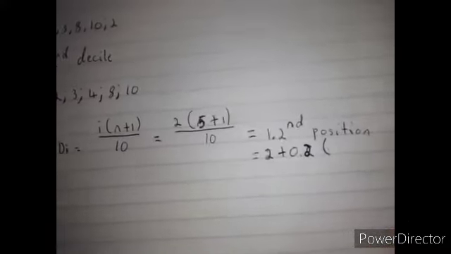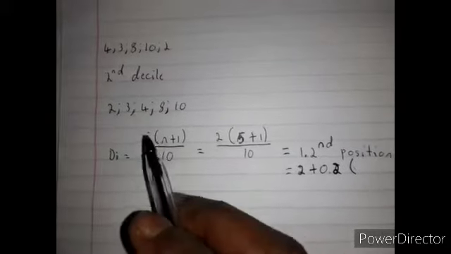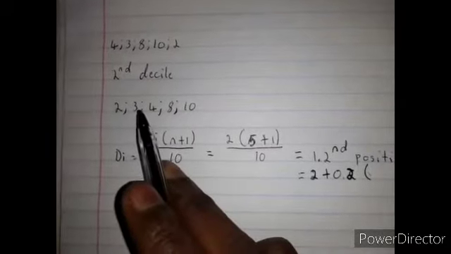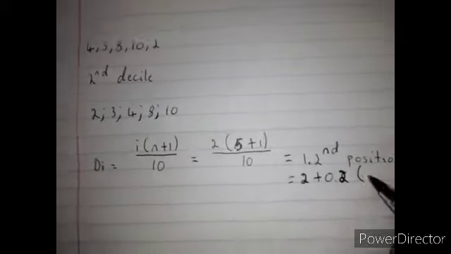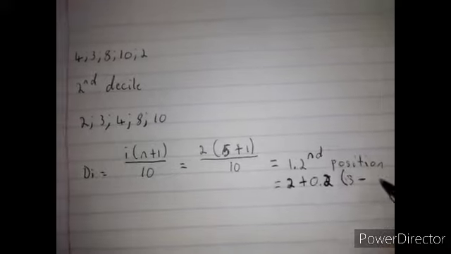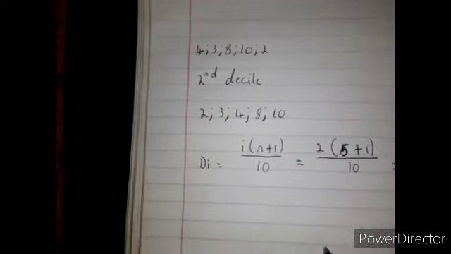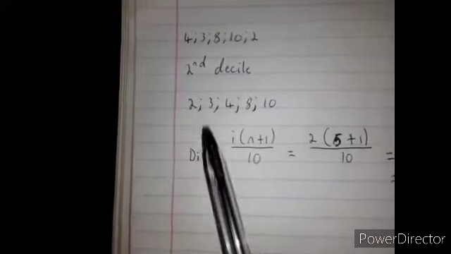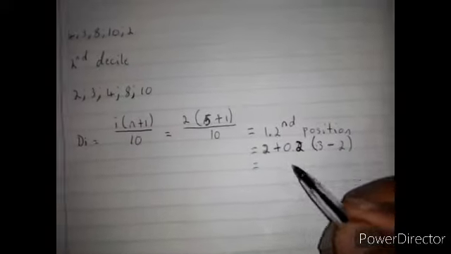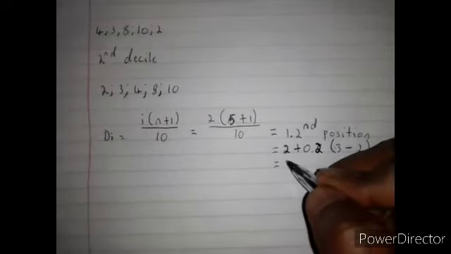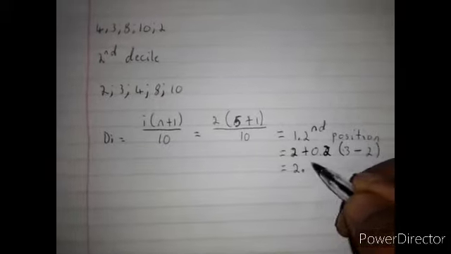And then open a bracket and take the number that is after 2, subtract 2. 3 minus 2. In order to get the observation that is on the 1.2nd position. So the answer is 2.2. The second decile is 2.2.